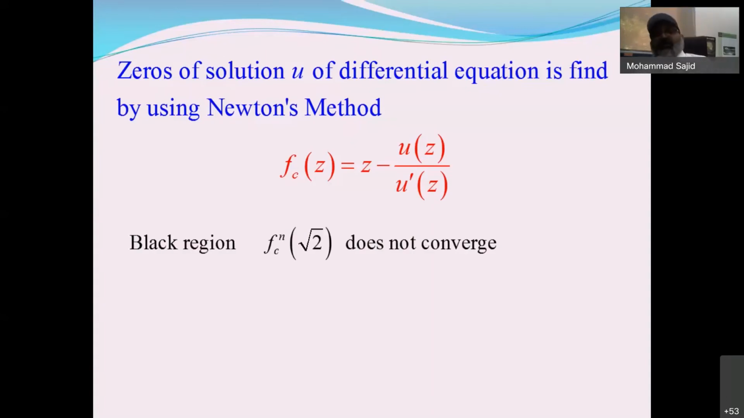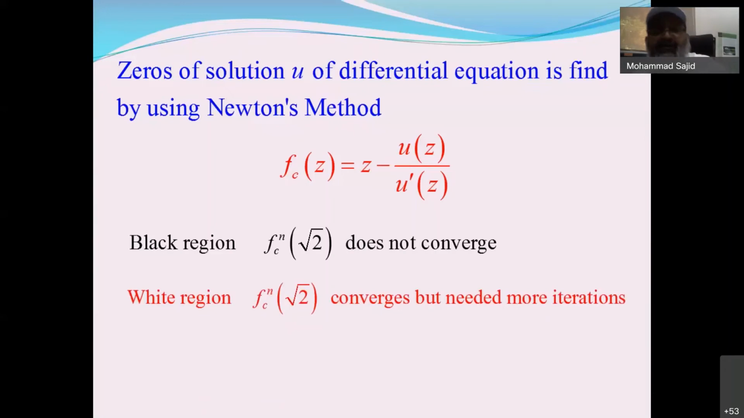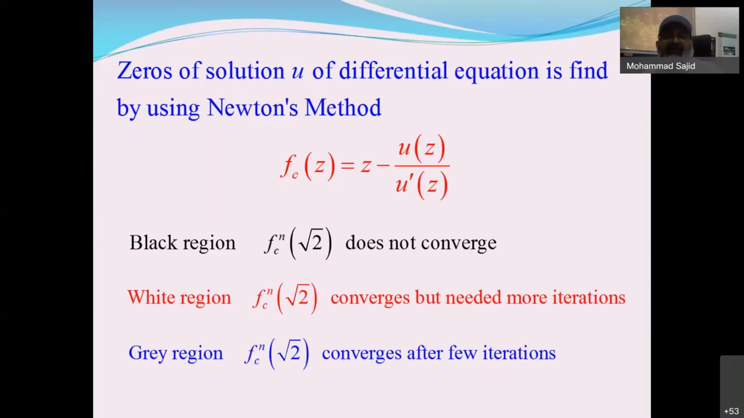The roots are actually fixed points of the function. We plot the black region where this iteration does not converge. We have a white region where it converges but needs more iterations. We have a gray region that converges after a few iterations. So we have this. After this, we see these pictures.